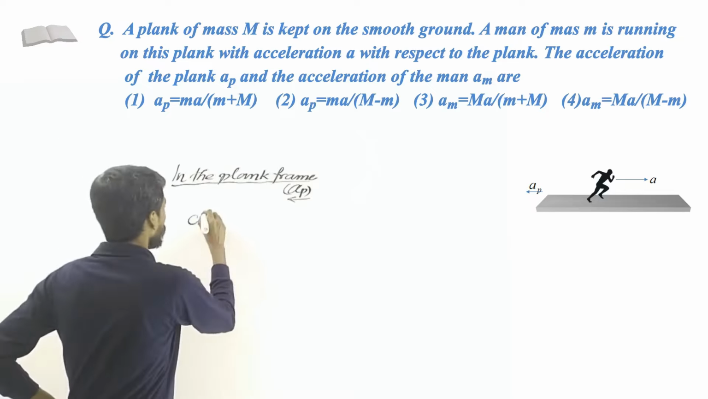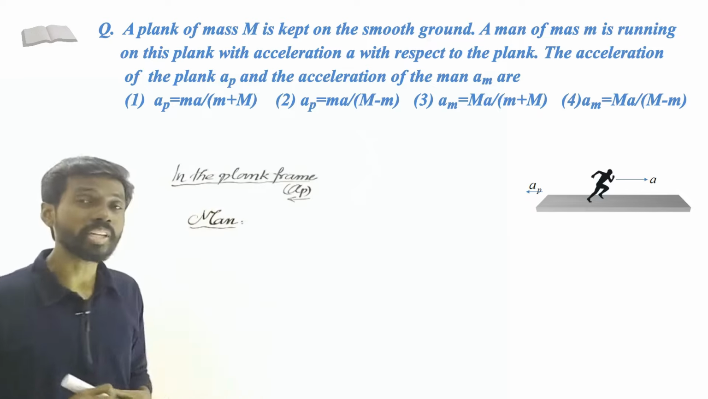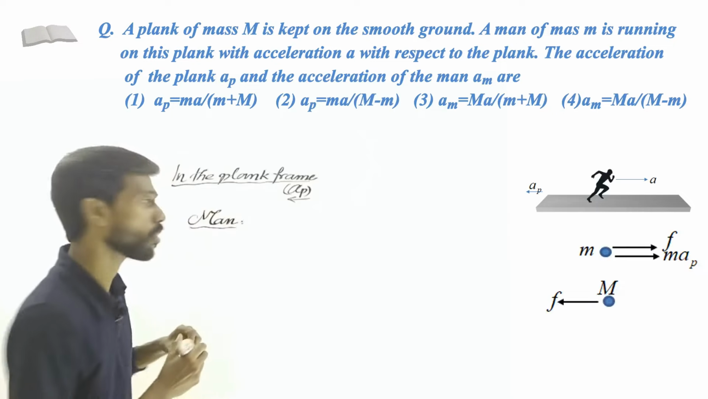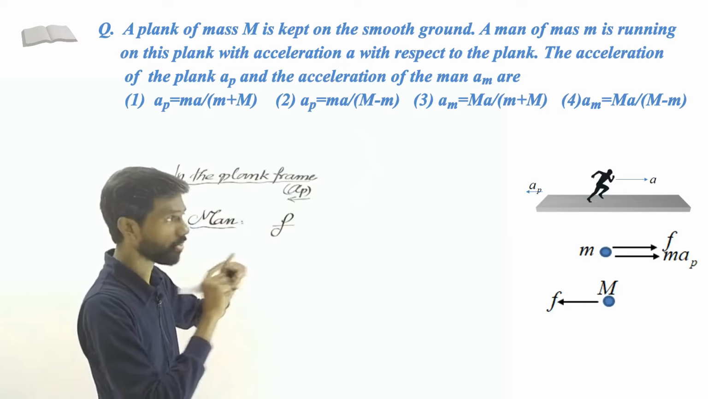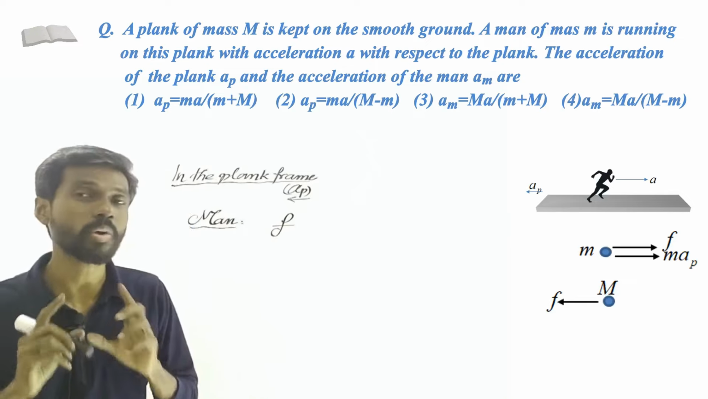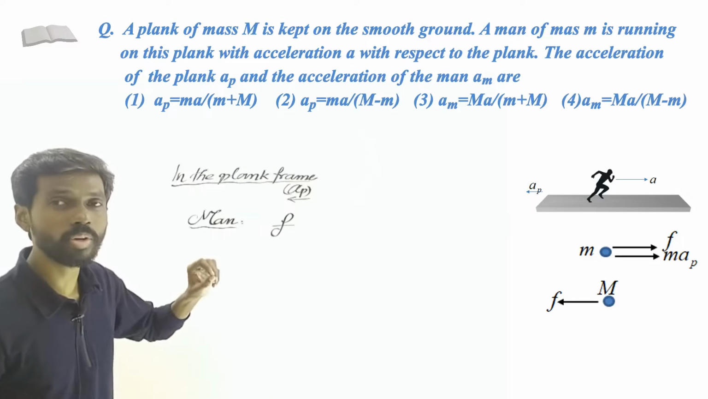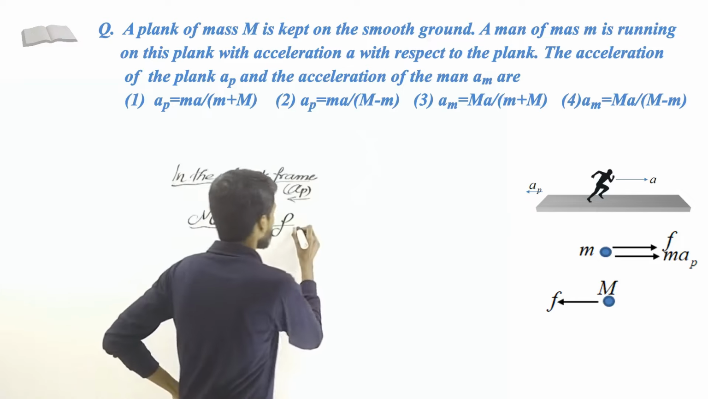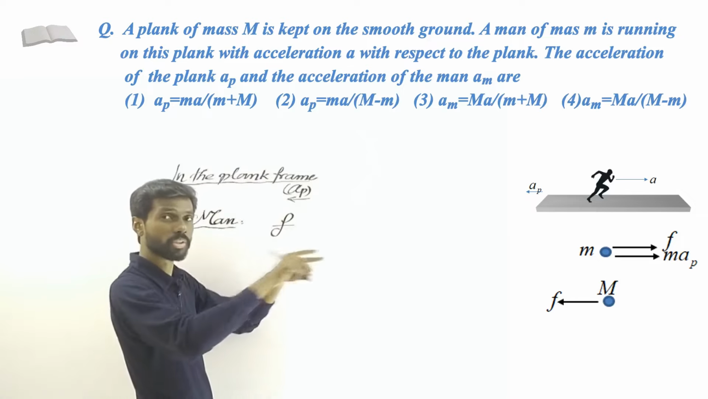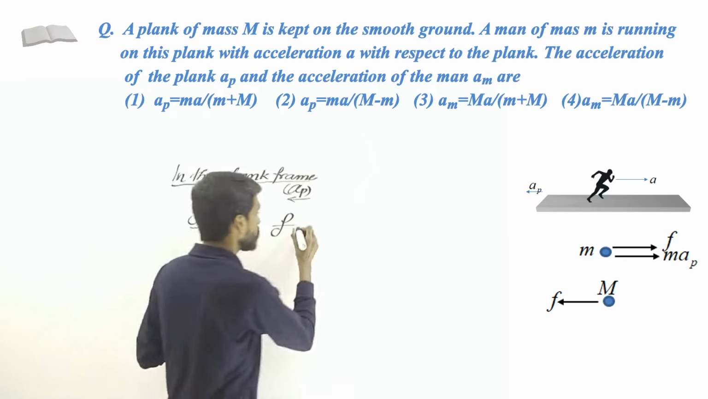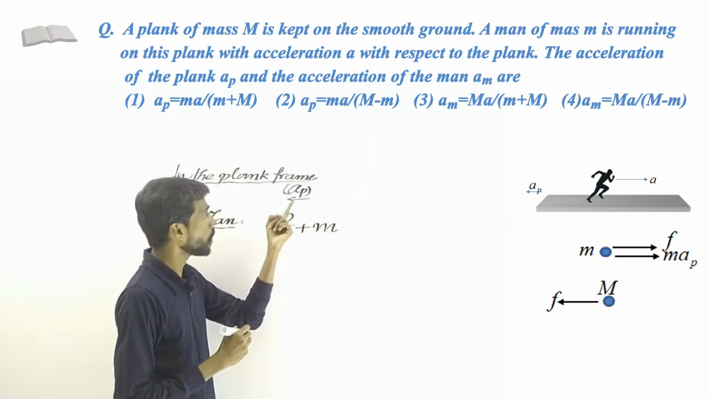So what are the forces acting on the man? It is the frictional force between him and the plank, in the forward direction. And we also have the pseudo force because we are observing from that accelerating frame. So what is the pseudo force? The observer is moving in the opposite direction, so the pseudo force is in this direction. So that means plus only, plus mass of the man multiplied by the acceleration of the observer, that is AP.